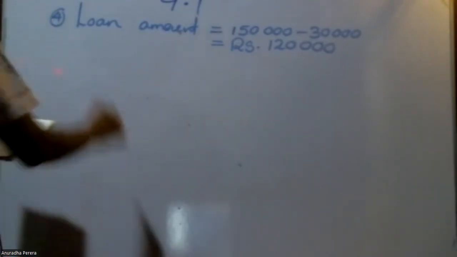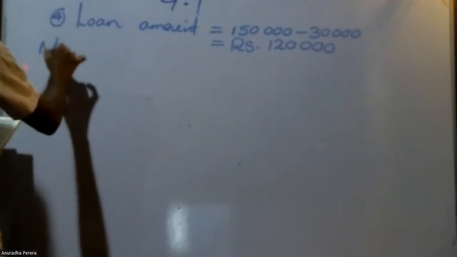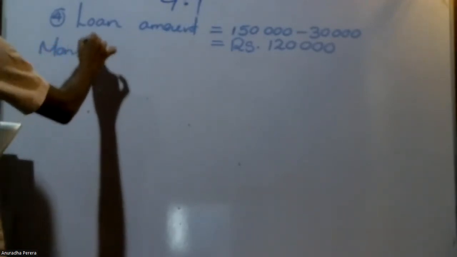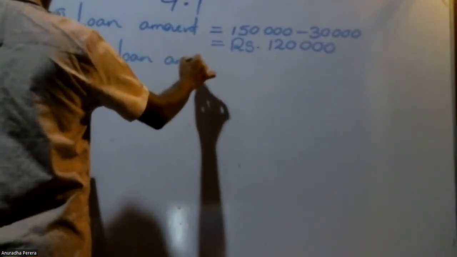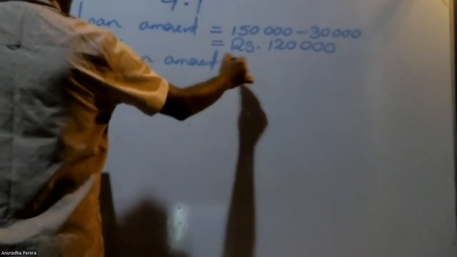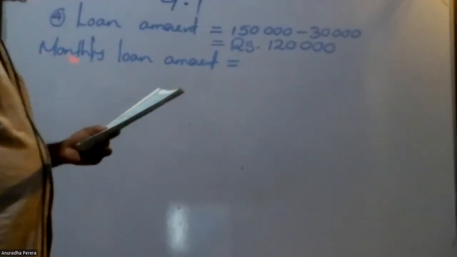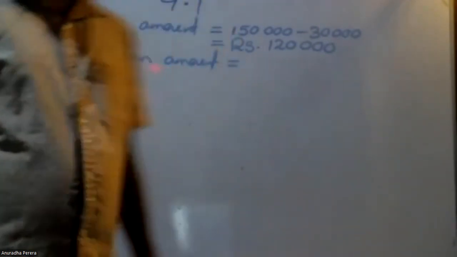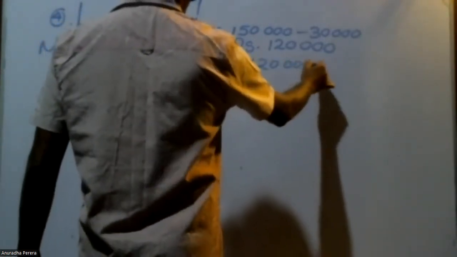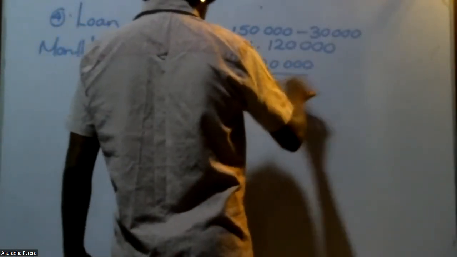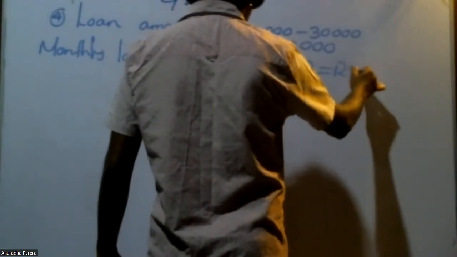Now, monthly loan amount. Number of installments, 2 years means 24. Divide 120,000 by 24. So 5,000.